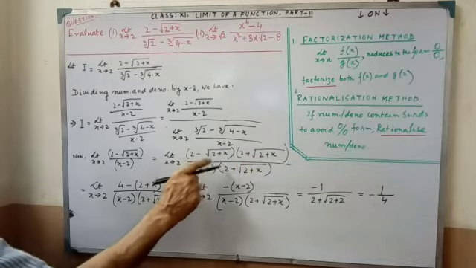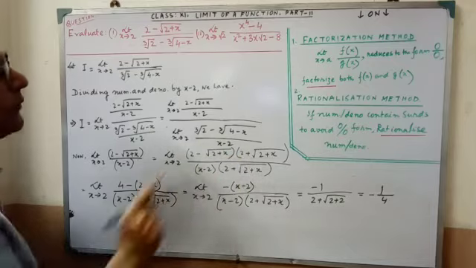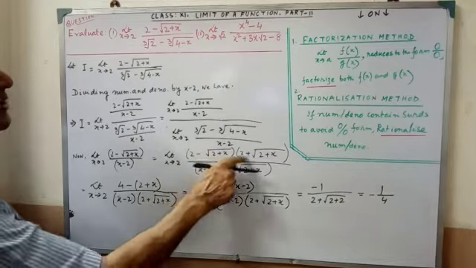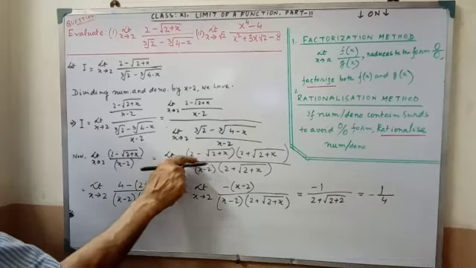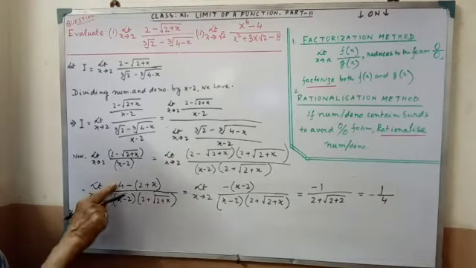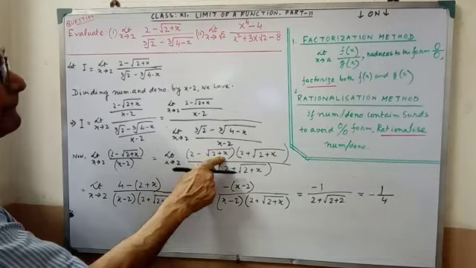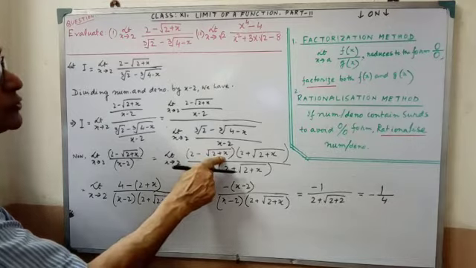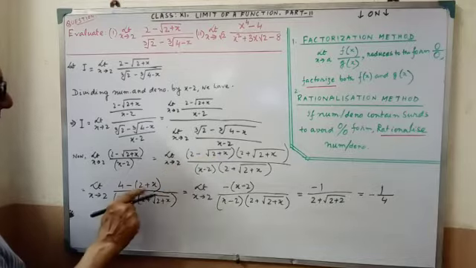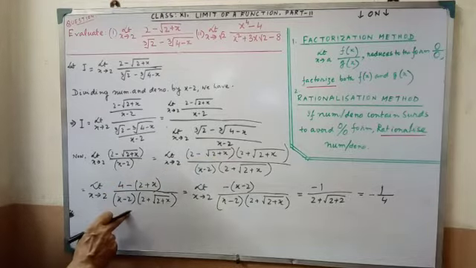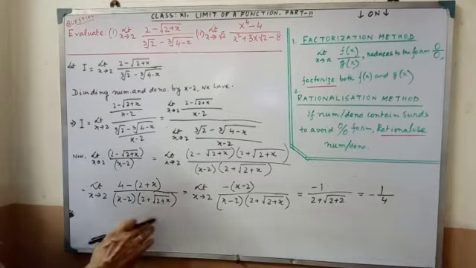After that, see, this expression we are getting in the form of the formula, that is (a minus b) into (a plus b), that is a square minus b square. In place of a here is 2, so 2 square, that is 4, and in place of b, that is root over 2 plus x whole square, that is 2 plus x, the square root will be eliminated. Then it will remain 4 minus (2 plus x), divided by as it is. Then we have to simplify.